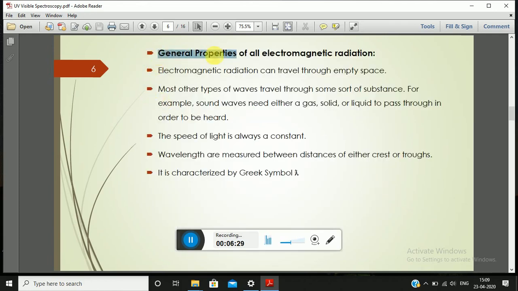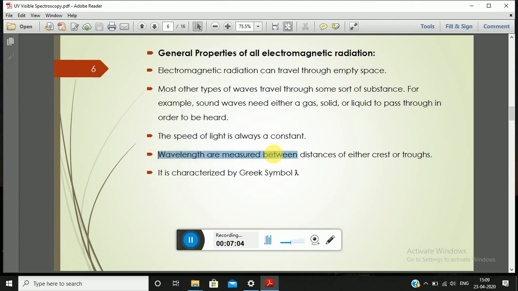Now, coming towards the general properties of electromagnetic radiation. The basic property is that they can travel through space. Most other types of waves travel through some sort of substance, which means some sort of media is required for the traveling of many different types of waves. For example, sound waves need gas, solid or liquid to pass through in order to be heard. The speed of light will always remain constant.